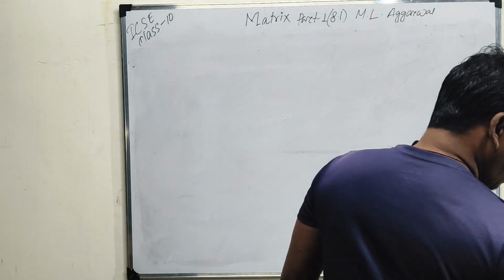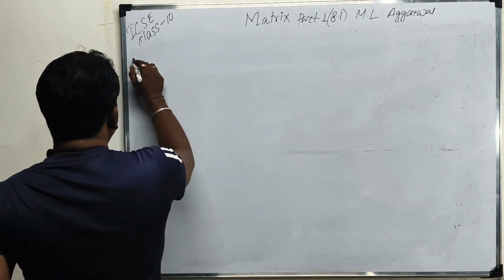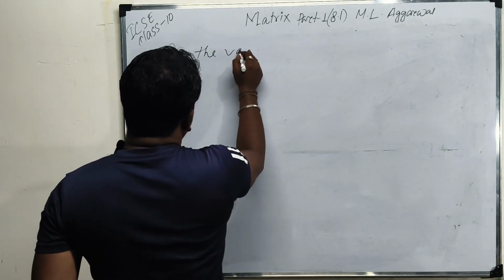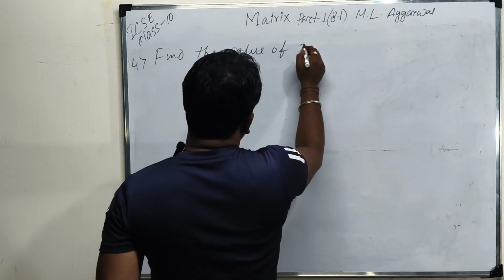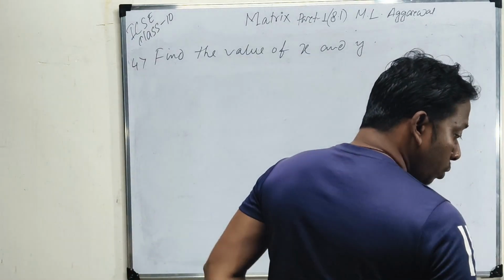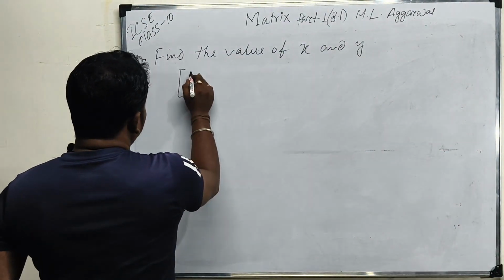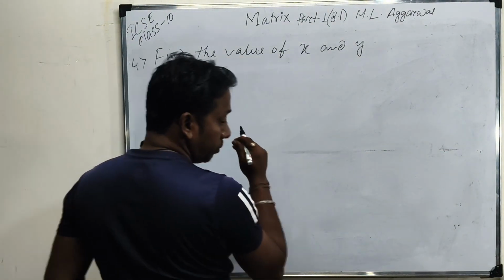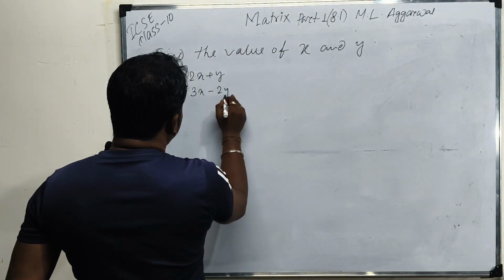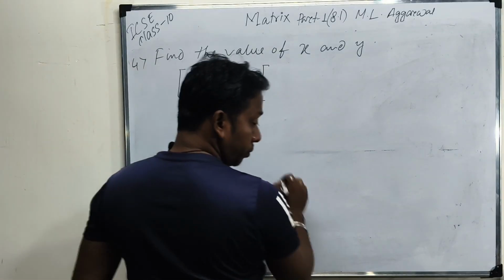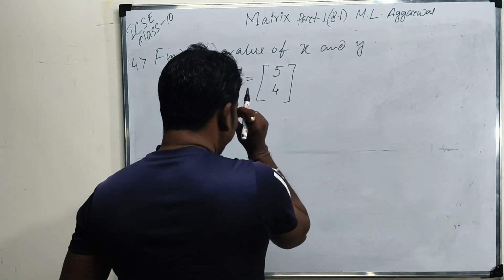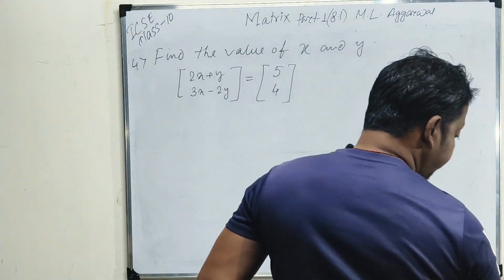Find the value of x and y. The question is the matrix with entries 2x plus y, 3x minus 2y, equal to the matrix with entries 5, 4.